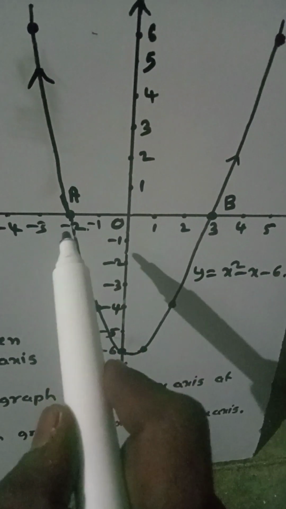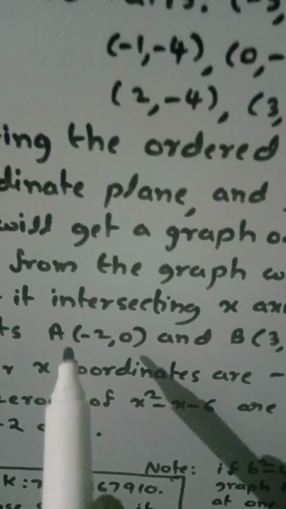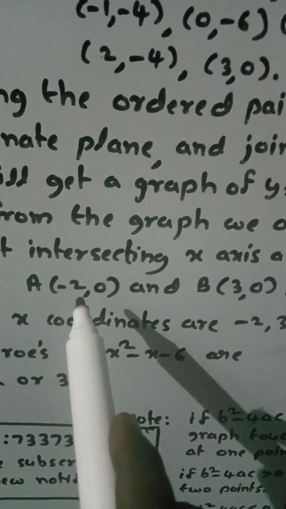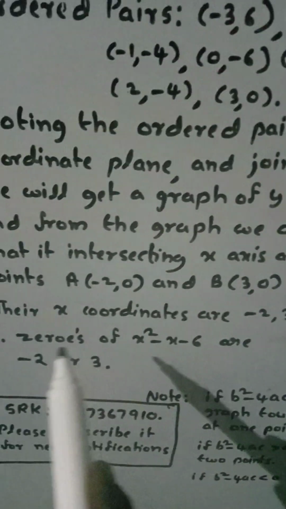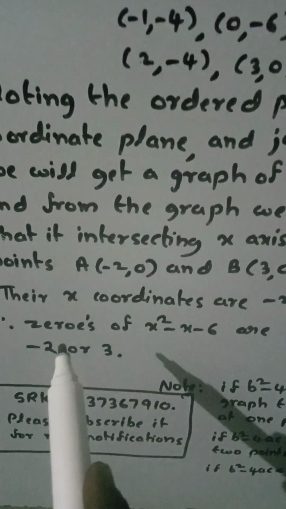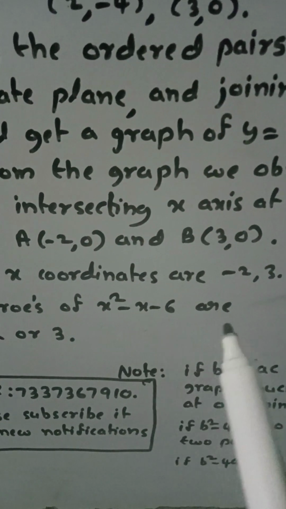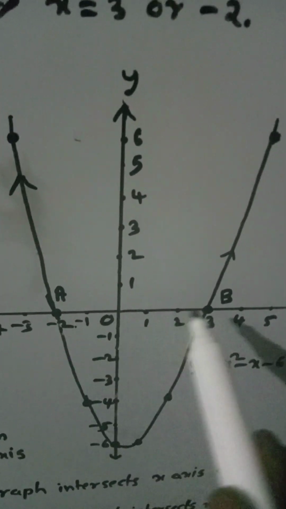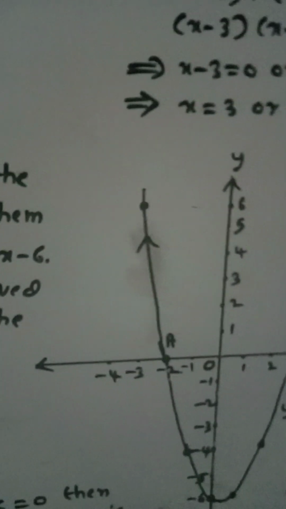The coordinates of point A are minus 2 comma 0 and the coordinates of B are 3 comma 0. So we write their coordinates here. The graph is intersecting the x-axis at the points A minus 2 comma 0 and B 3 comma 0. Now just focus on their x coordinates, minus 2 and plus 3. Therefore these x coordinates give the zeros of the given polynomial. So minus 2 and 3 are the zeros of x square minus x minus 6. So the zeros are nothing but the x coordinates of the points of intersection of the graph with the x-axis. You need to remember this.